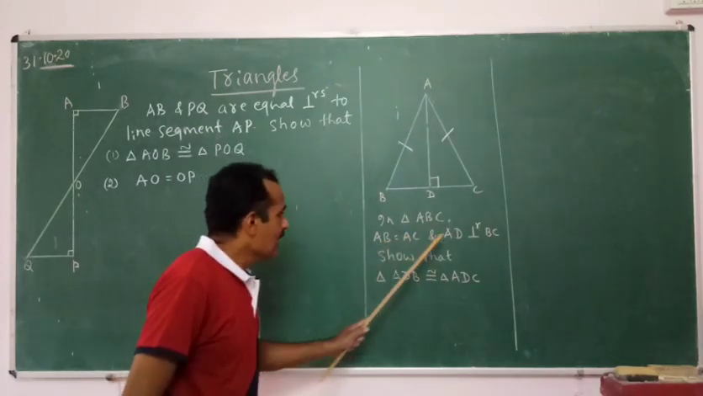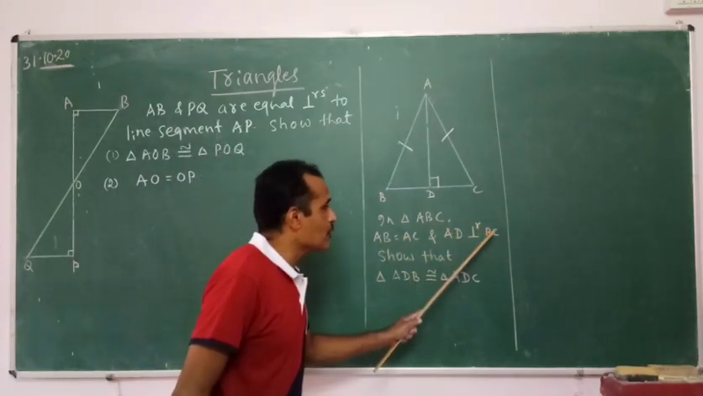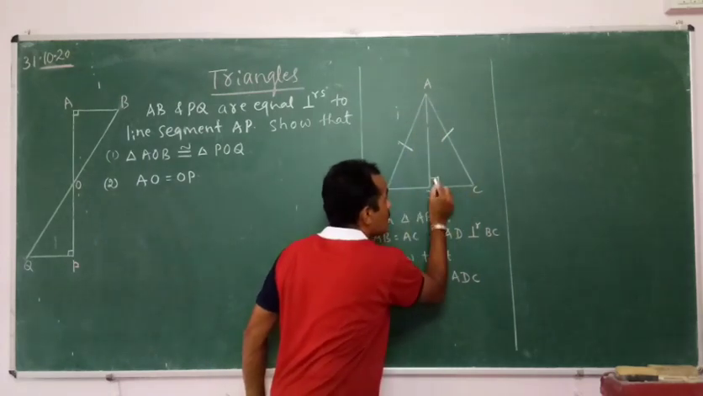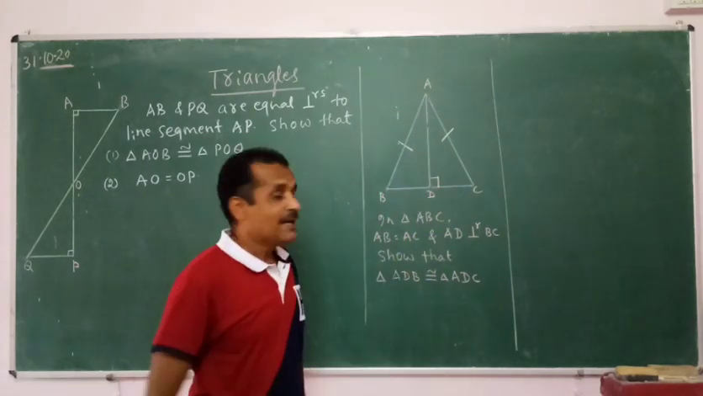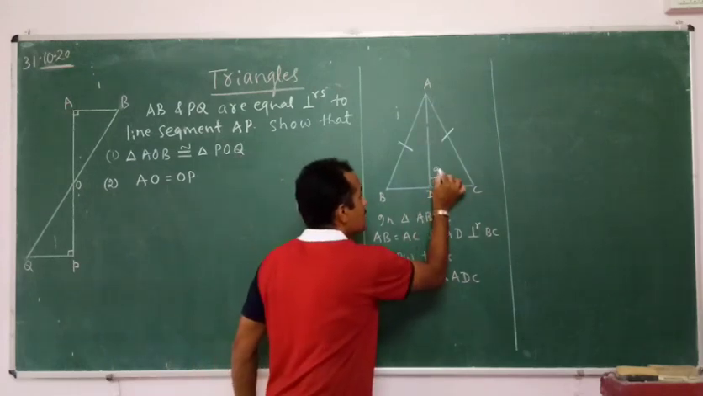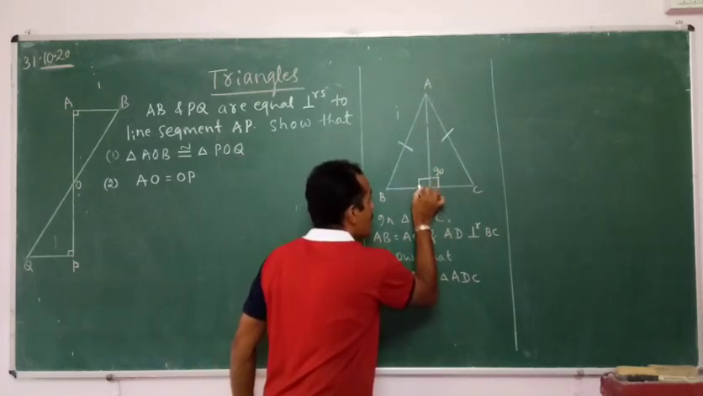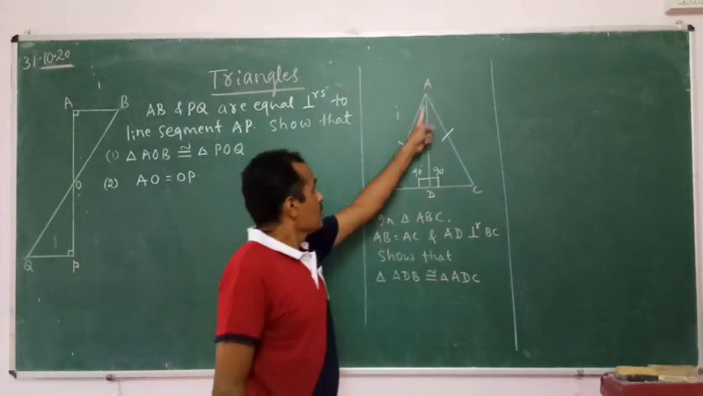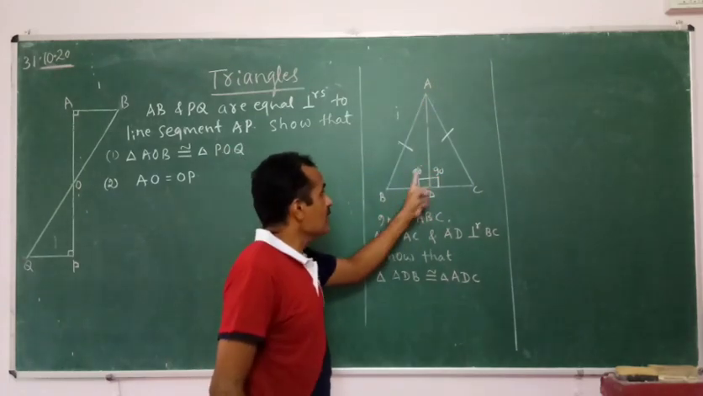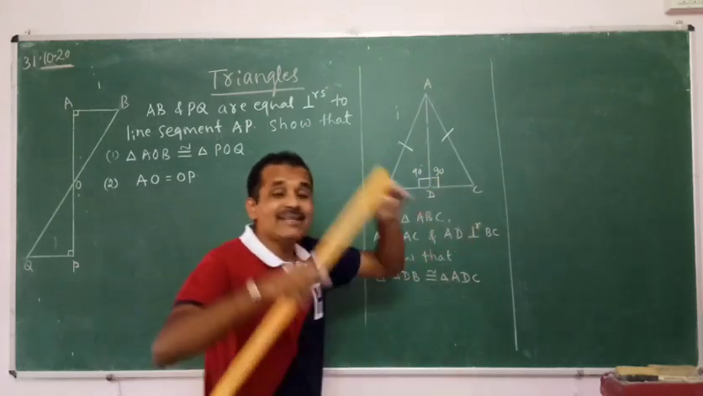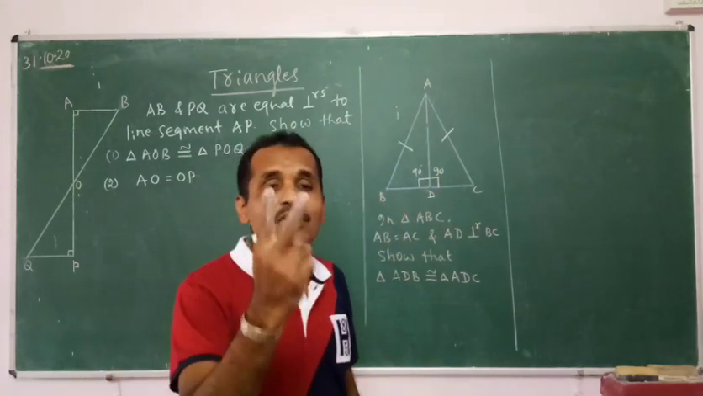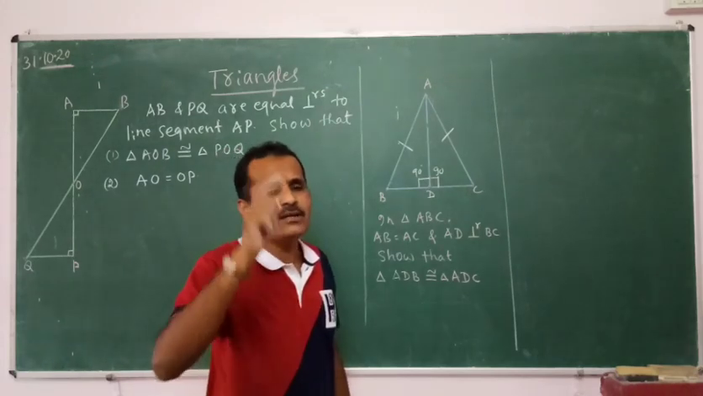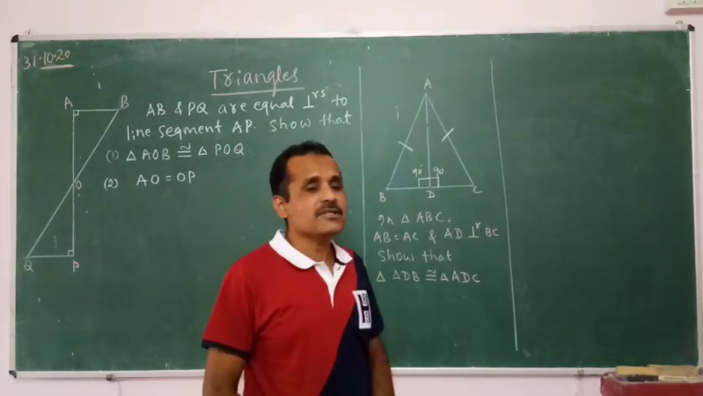Further they say AD is perpendicular to BC. Perpendicular means 90 degrees. That means when this is 90 degrees, this is also 90 degrees. See, this angle of the first triangle and this angle of the second triangle are also equal. We got two equal things. Now we need only one more equal thing.